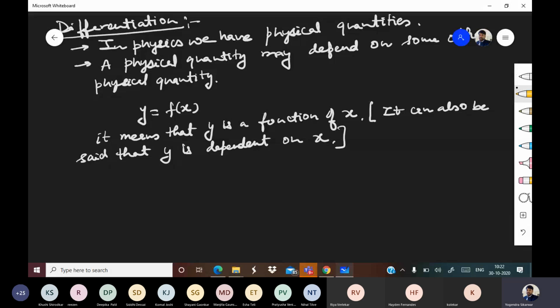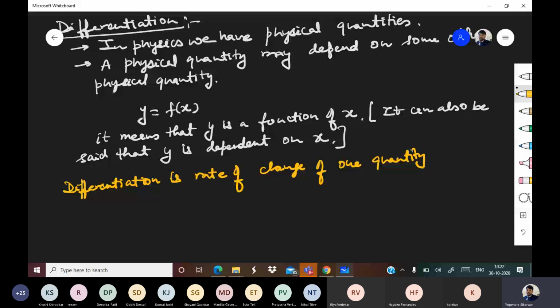So what is differentiation? Differentiation is rate of change of one quantity with respect to other. Differentiation is rate of change of one quantity with respect to other when change is very small.